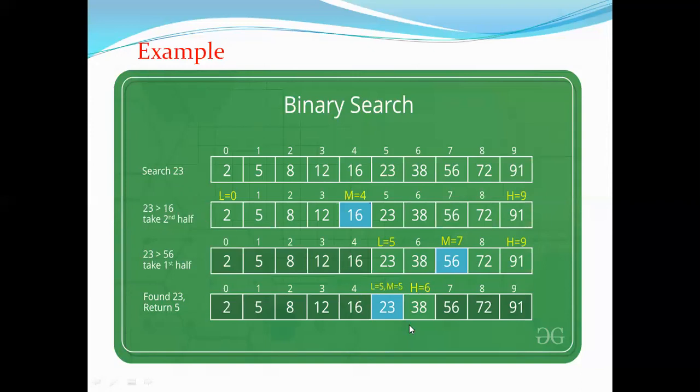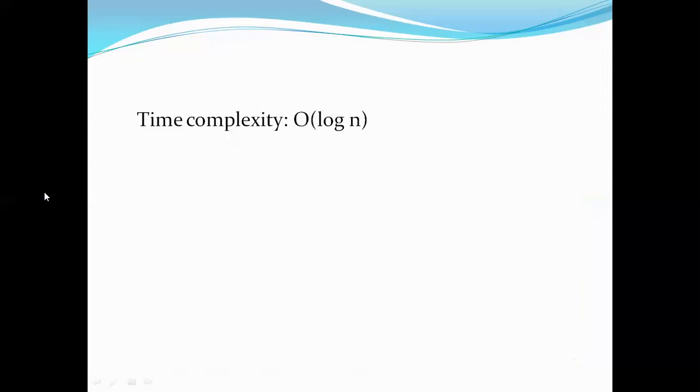Key is 23. Yes, both are equal. That's why the number is in the list. This is the way to determine whether the given number is in the list or not. This is an example for binary search. So what is the time complexity? The time complexity of binary search is order of log n.